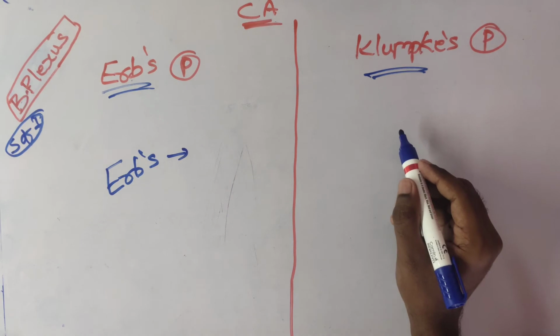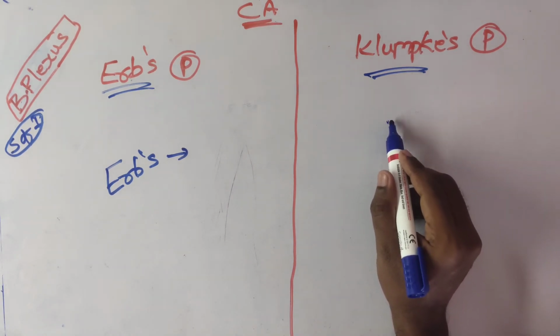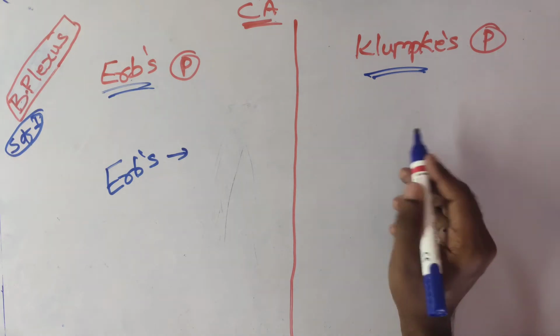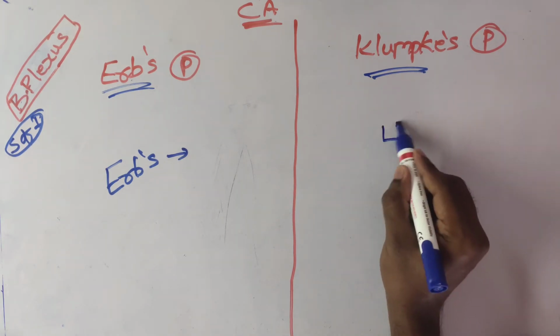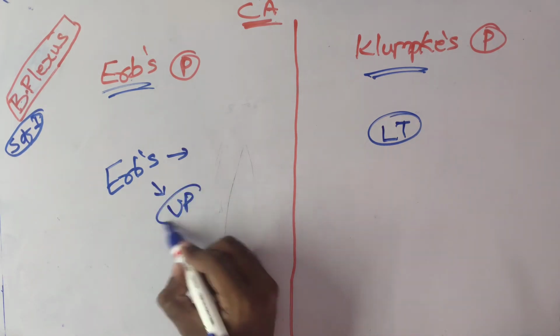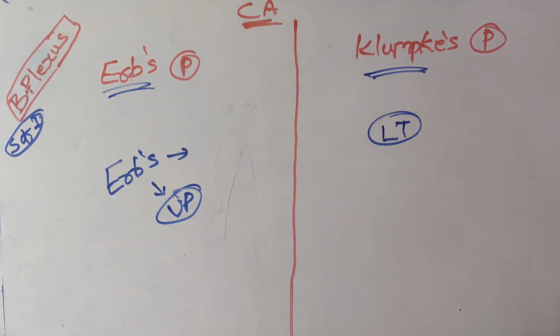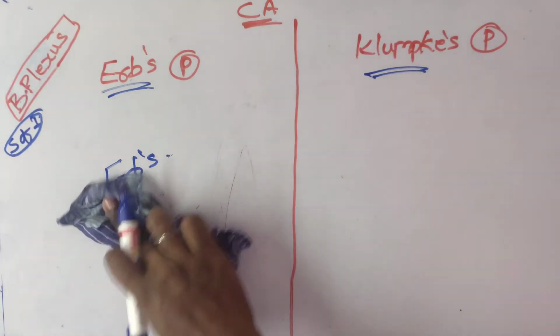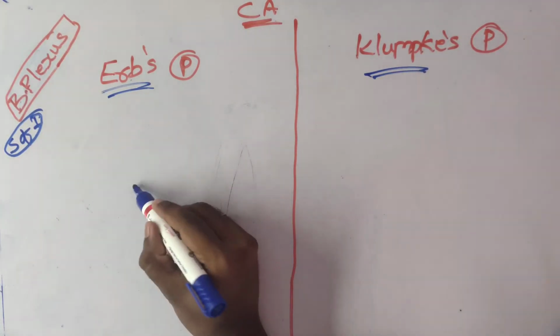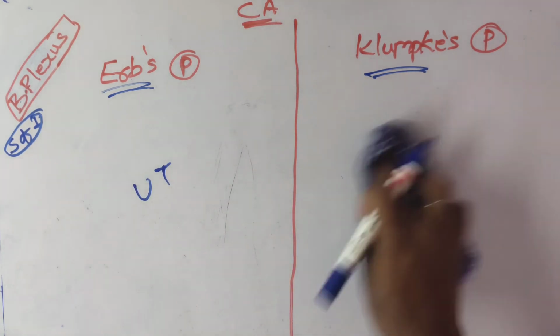Okay, next we are coming to Klumpke's. Klumpke's paralysis is caused due to injury at the lower trunk. Erb's is due to injury of the upper trunk, and Klumpke's is due to injury of the lower trunk. This is the site of injury.